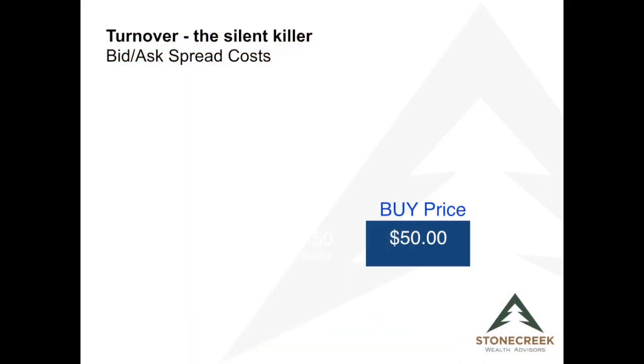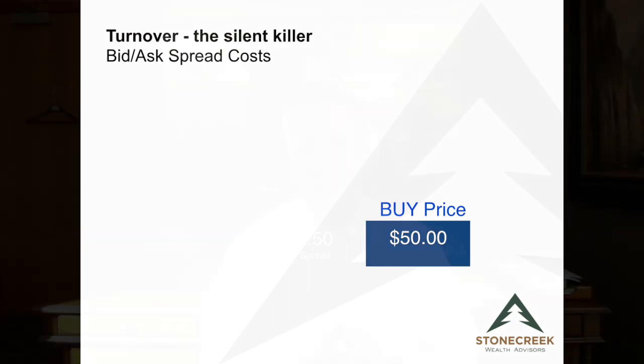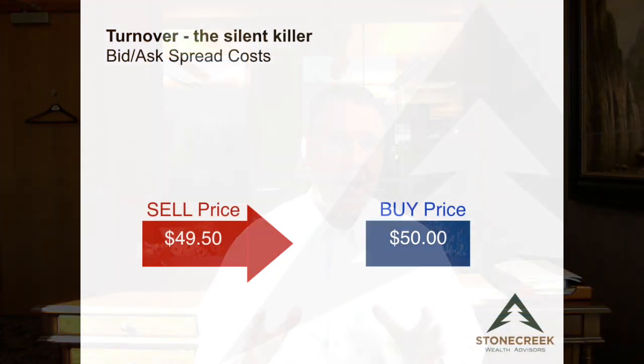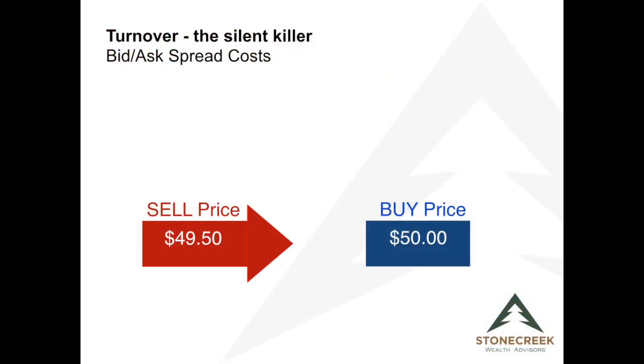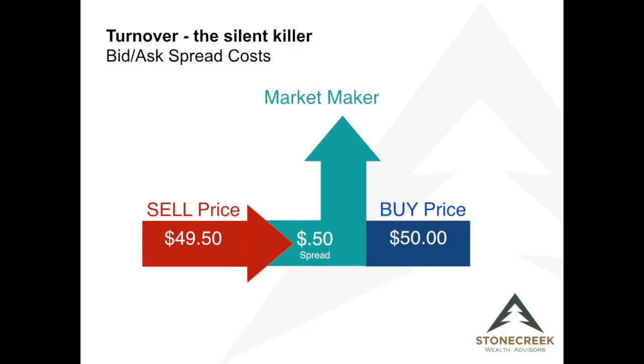Here's an example. If I got on the phone and called a major wirehouse right now and I said to them, I want to buy 100 shares of XYZ stock, the person on the other end might say, you can buy that stock for $50 a share. Then if I turned around and said, wait, I don't want to buy, I want to sell 100 XYZ shares, then he says, oh, then if you're going to sell them, you can sell them for $49.50. Now, where does that 50 cents go? It goes to a guy called a market maker.